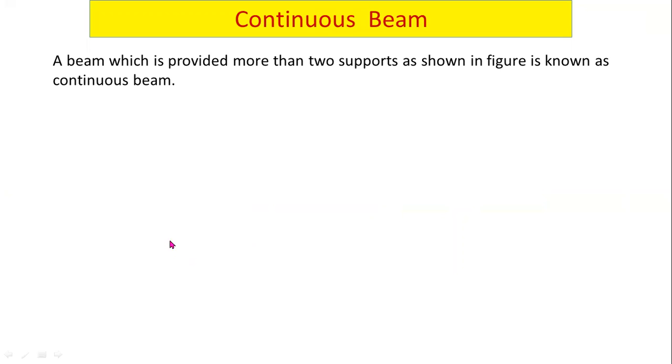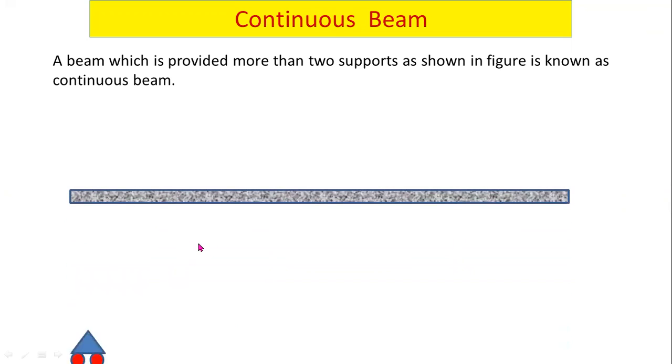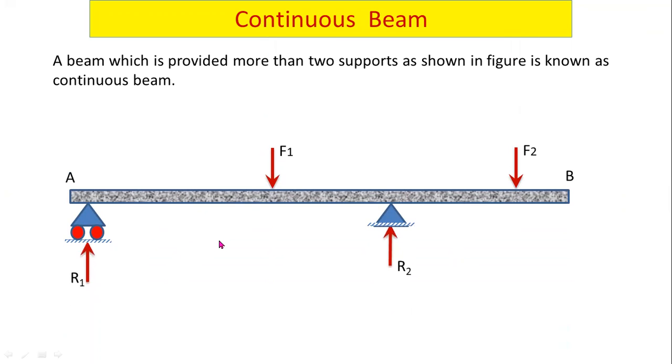Continuous beam. A beam which is provided with more than two supports, as shown in the figure. Here you can observe F1, F2 are the two transverse loads. Here R1, R2 are the support reactions. Here R3, R4 are also support reactions. A beam which is provided with more than two supports, as shown here, is known as a continuous beam. In a continuous beam we have to consider more than two supports.